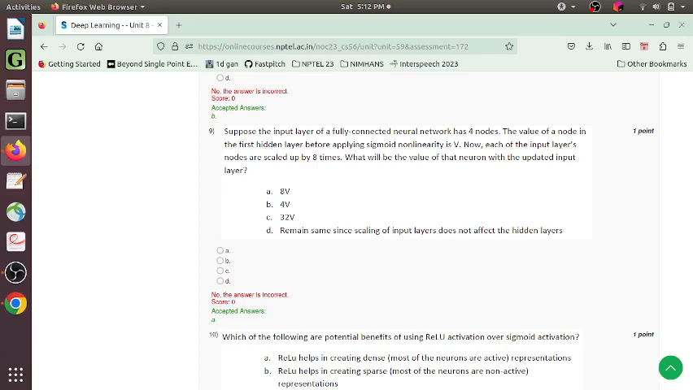What will be the value of that neuron with the updated input layer? This is your updated v, I should not write it as v, that's why the confusion is. Let's say write it as v1 is your new value of v. So that is basically, if you take the 8 common, this is your initial v, so it becomes 8v.